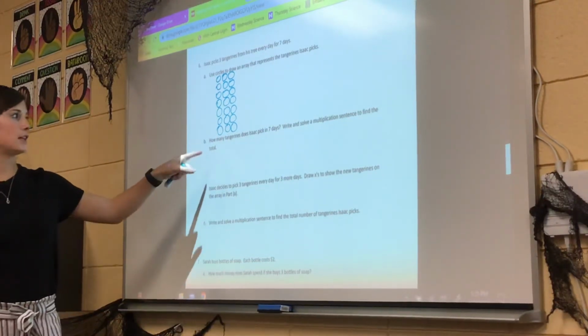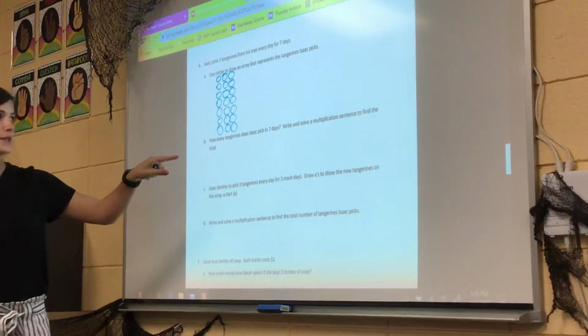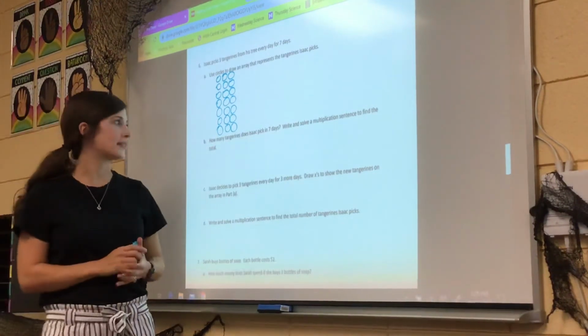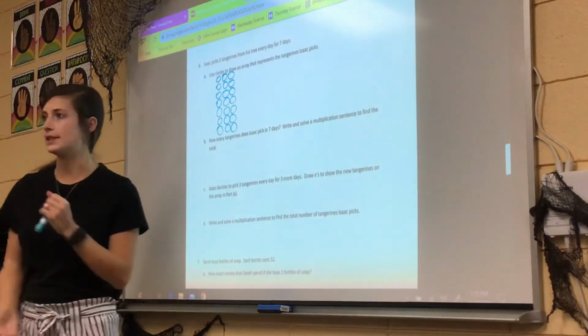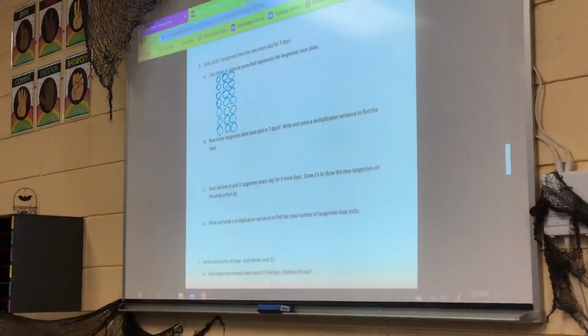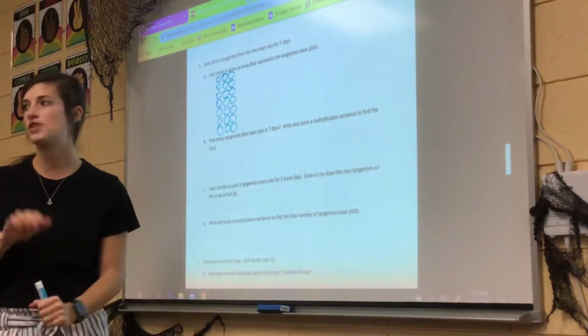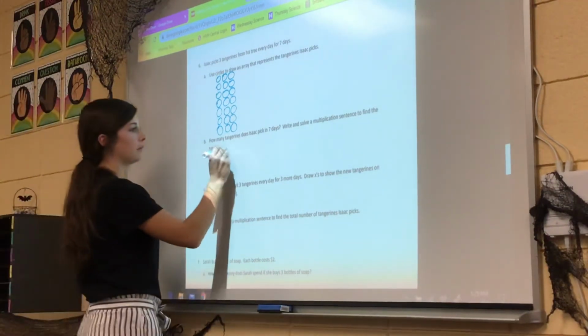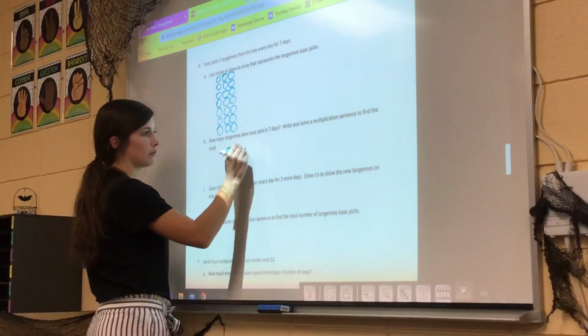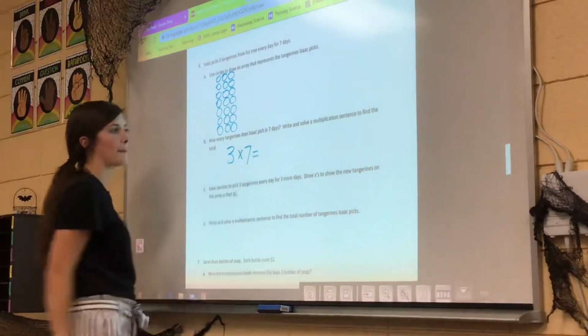B says, how many tangerines does Isaac pick in 7 days? Write and solve a multiplication sentence to find the total. So you need a multiplication sentence. Thomas kind of already told us what that was, to find the total of tangerines he picks in 7 days. Thomas, what'd you say? 3 times 7. 3 times 7 equals how many?